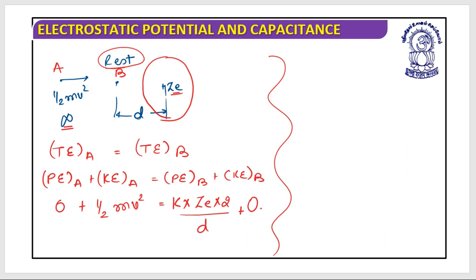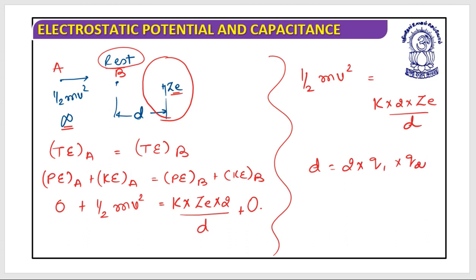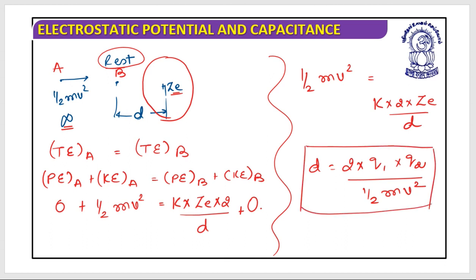So half mv square equals K multiplied by 2 multiplied by Ze divided by D. So this D equals 2 multiplied by charge Q1 multiplied by charge Q2 divided by half mv square. So it can depend on this many factors. Now you need to check your options and execute the answer. I hope this is clear to you.